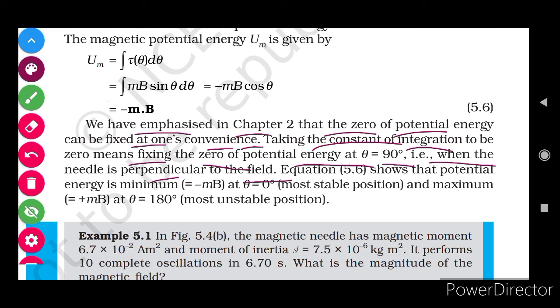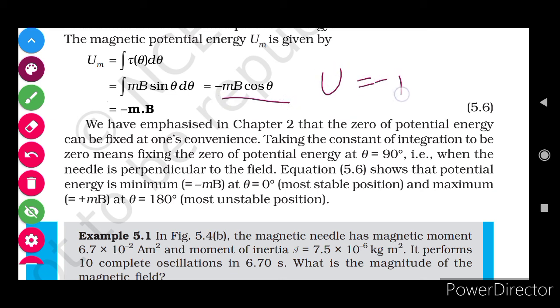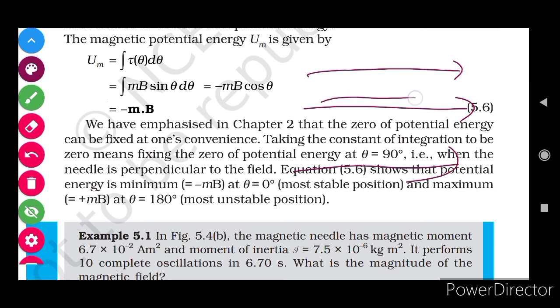Equation 5.6 shows the potential energy is minimum at theta equal to 0. When I put theta equal to 0 here, I get U is equal to minus mB, which is the least. This means the dipole is like this, at theta equal to 0 degrees, where the magnetic moment and the magnetic field are in the same direction. In that case the dipole is most stable.